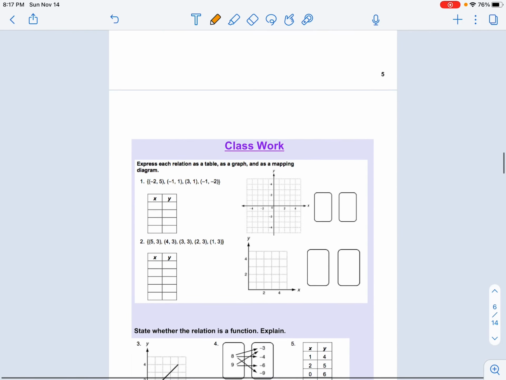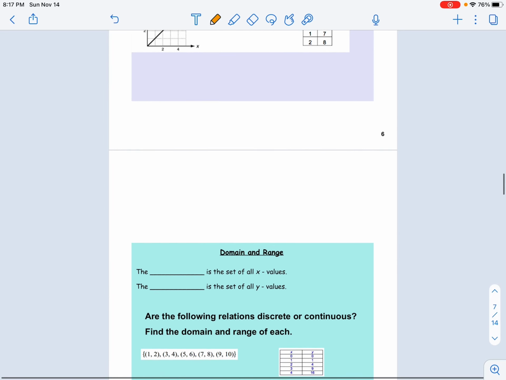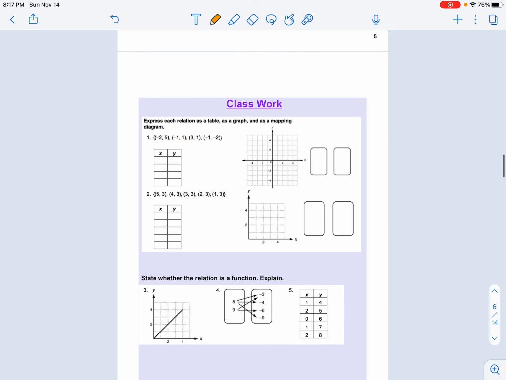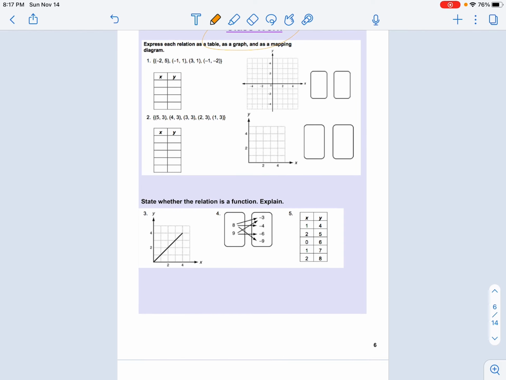All right, so it looks like we'll stop there for today with this lesson. For your classwork / homework, I would like you to do this slide right here. So your homework is slide number 6.